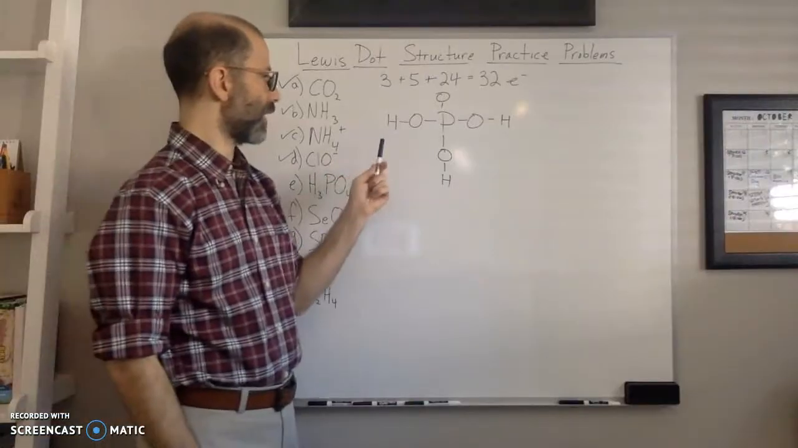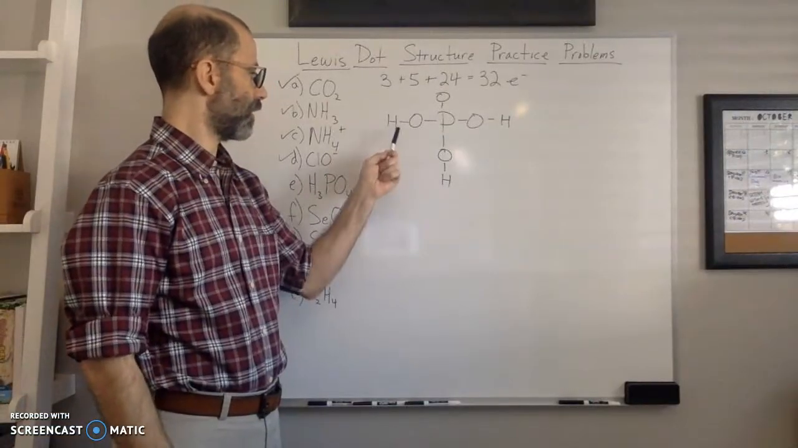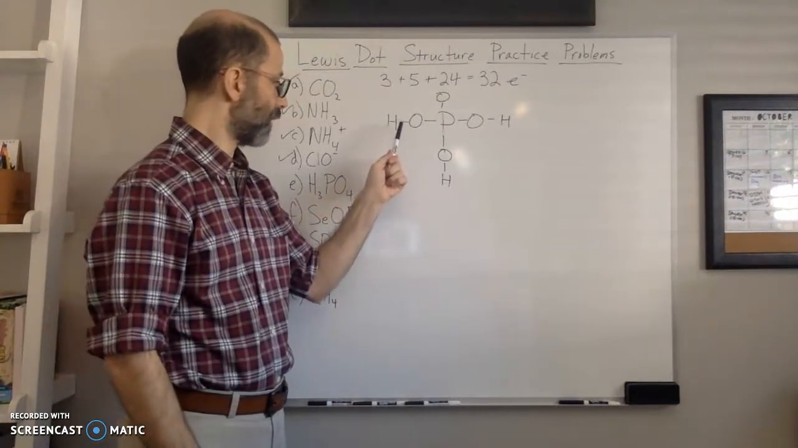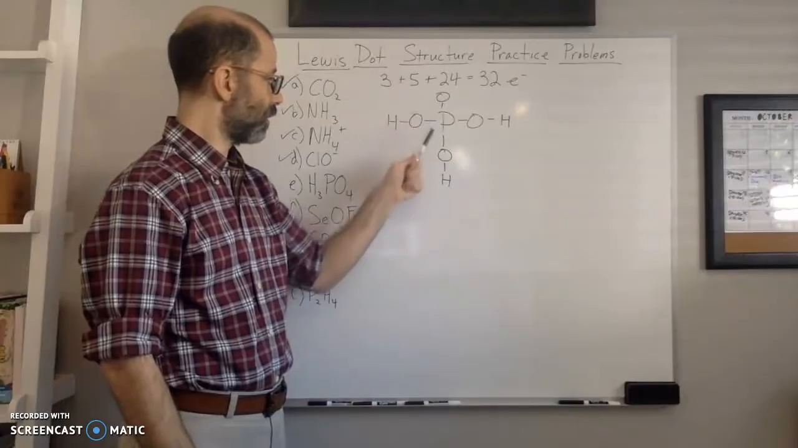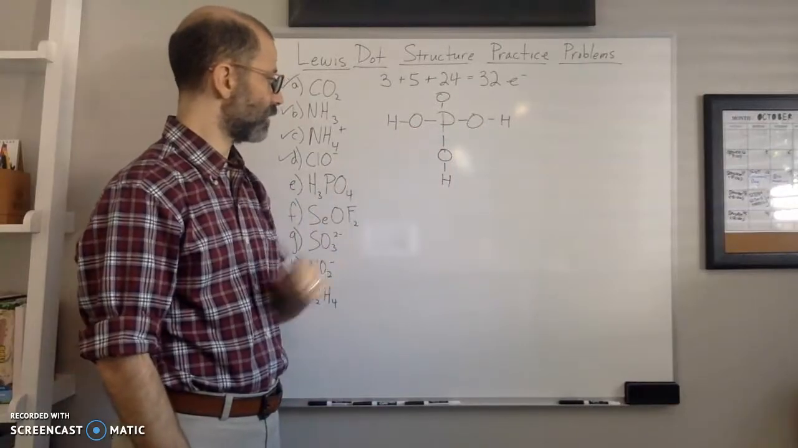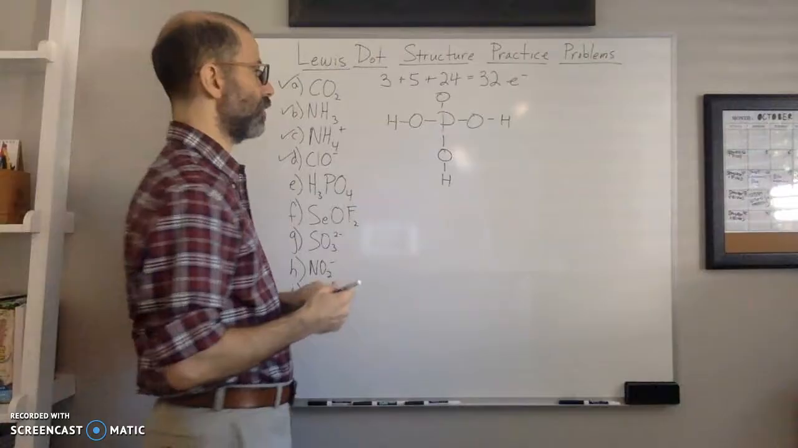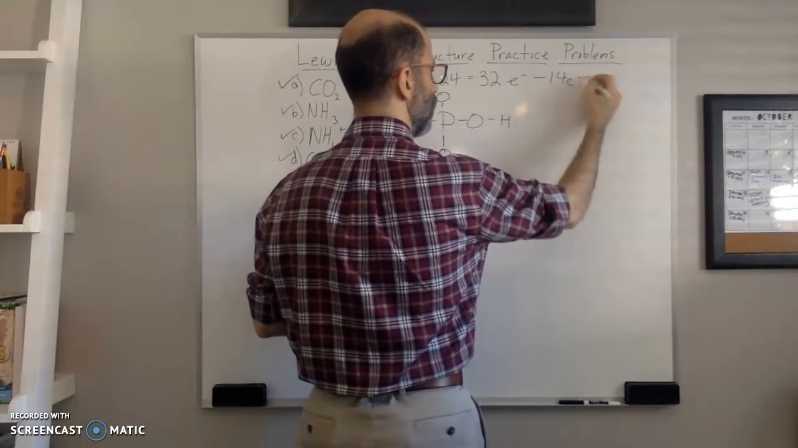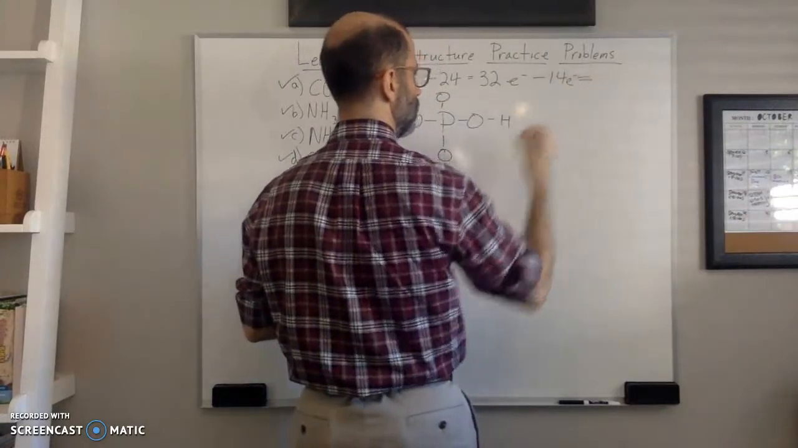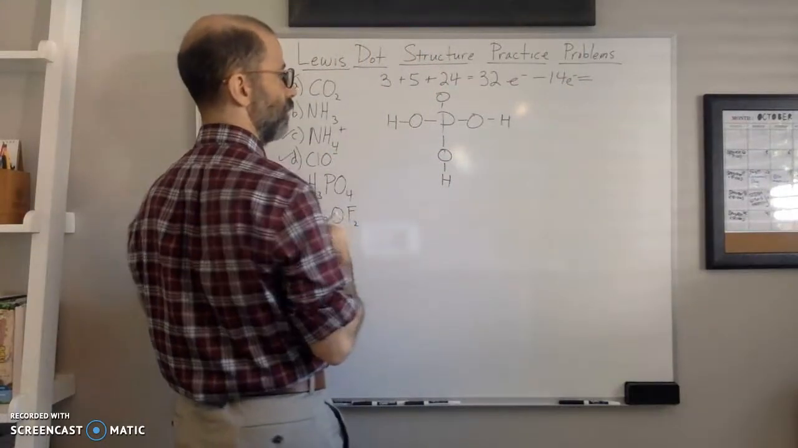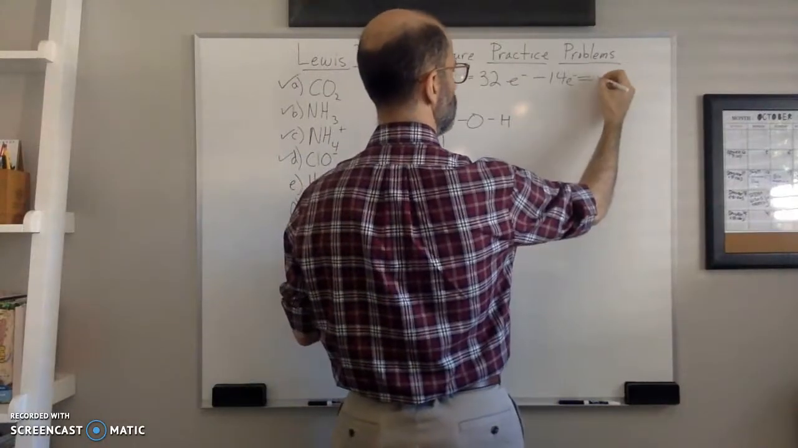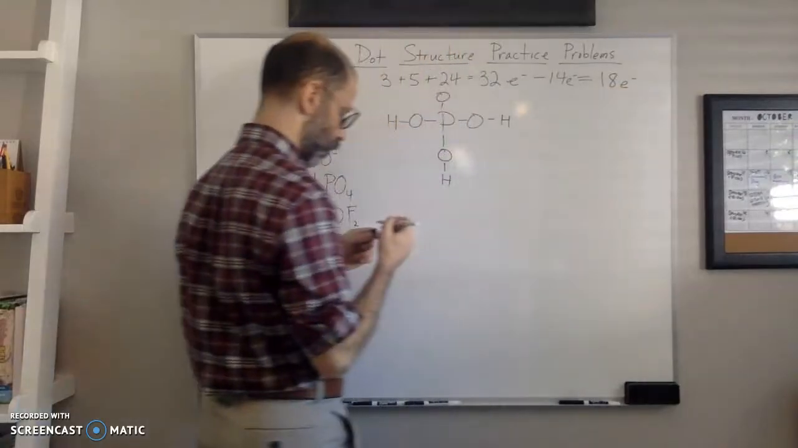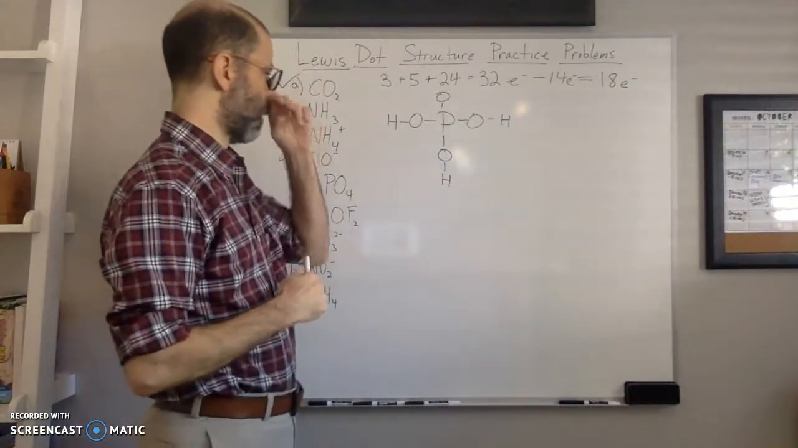So now we have to subtract out the electrons that we used in the bonds. There's 2 electrons per bond. So how many bonds do we have? We have 1, 2, 3, 4, 5, 6, 7. 7 times 2 is 14, so we're going to subtract out 14 electrons, and 32 minus 14 is going to be 18 electrons left over. Okay, so now I have 18 electrons.